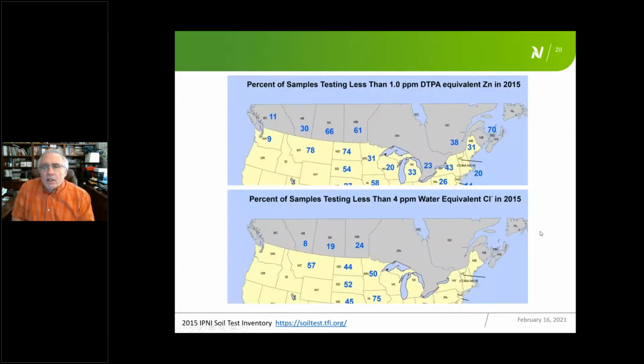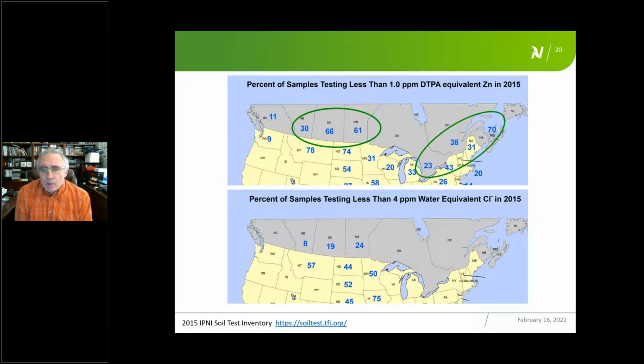Now, let's take a look at a couple of the micronutrients that are part of this published survey and that may be of particular concern. So in this first map, I'm showing zinc, and we look at the prairie soils, and there are a large number of soils that are deficient in zinc. So using 1 part per million DTPA zinc as a critical level, in Saskatchewan and Manitoba, we're over half of those soils testing deficient in zinc.